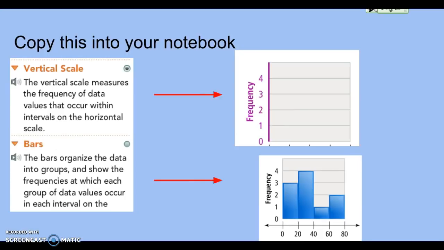Right here you have an example of a vertical scale. It's going up the left-hand side or the y-axis. And then you have your number of years, and that is going across the x-axis. And here you also see an example of the bars that organize the data into groups and show the frequencies at which each group of data values occur.